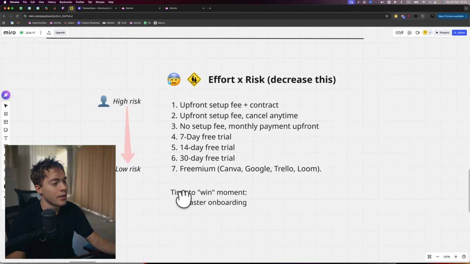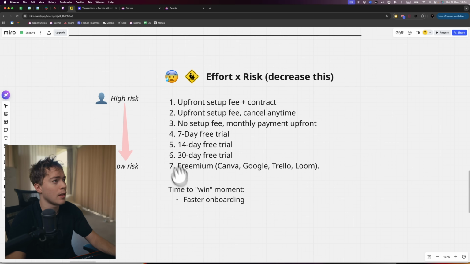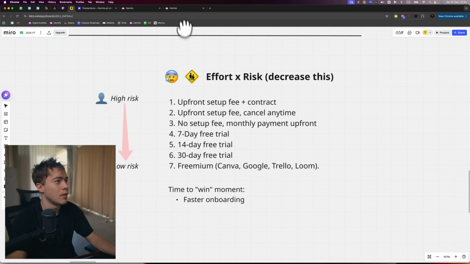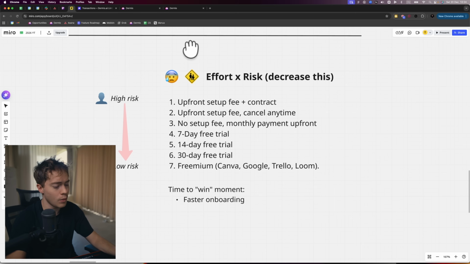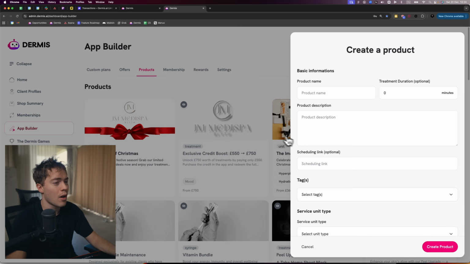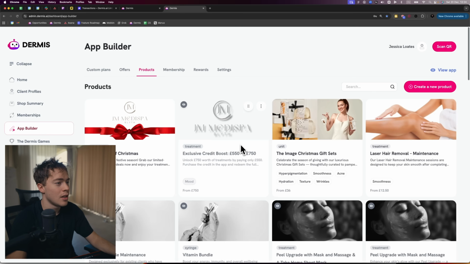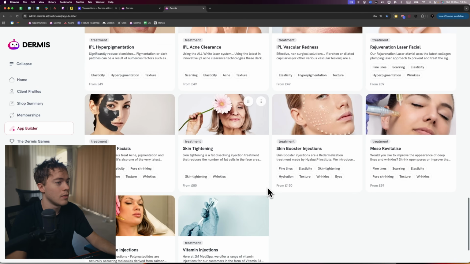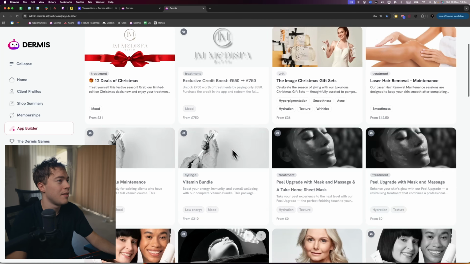Another thing to consider is the time to win moment. So one thing that really frustrated people with Dermis is that it would take a massive amount of time for them to have their app built. So we would actually have a human go on their website and manually go in the app builder here and just create a new product, give it a name, give it an image, and then upload all of these products inside of their app.